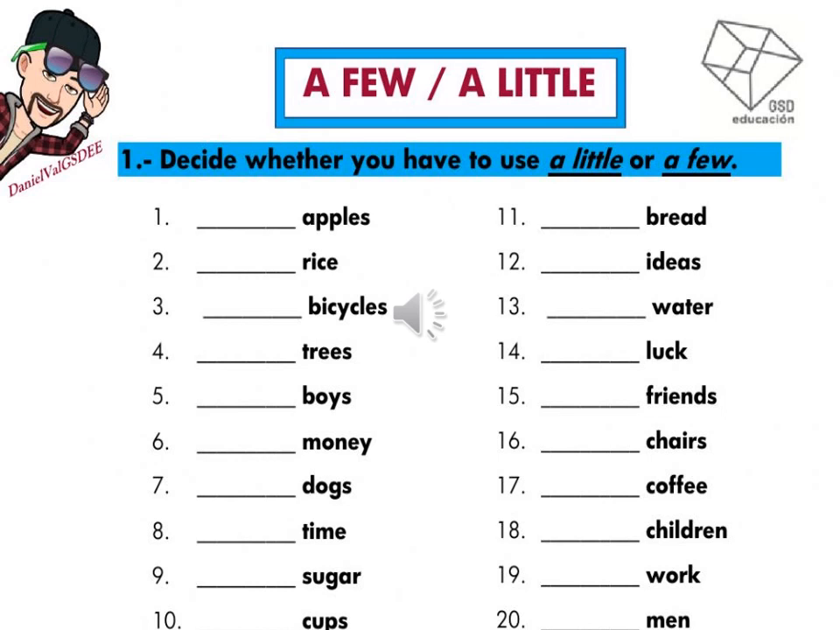Excellent. A few bicycles. So we can count how many bicycles. And take note, bicycles is an example of a plural noun. Many bicycles.